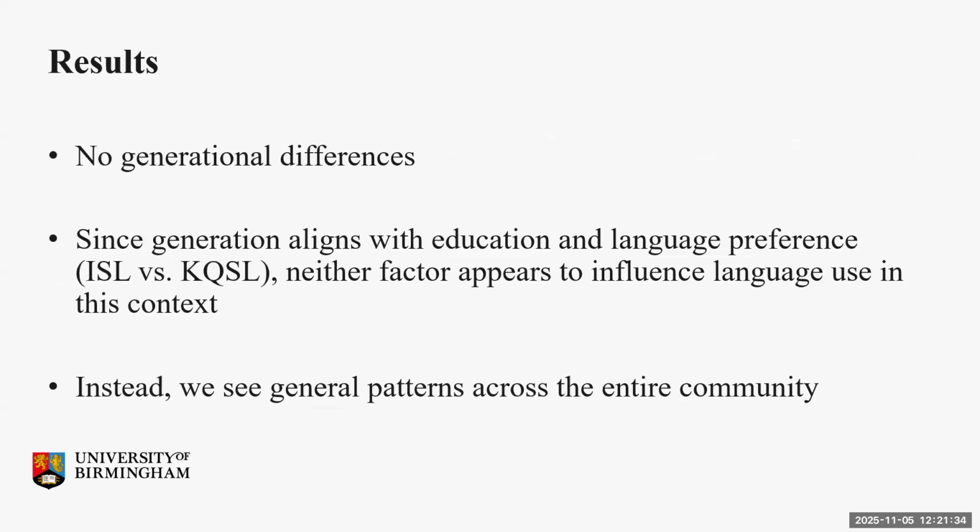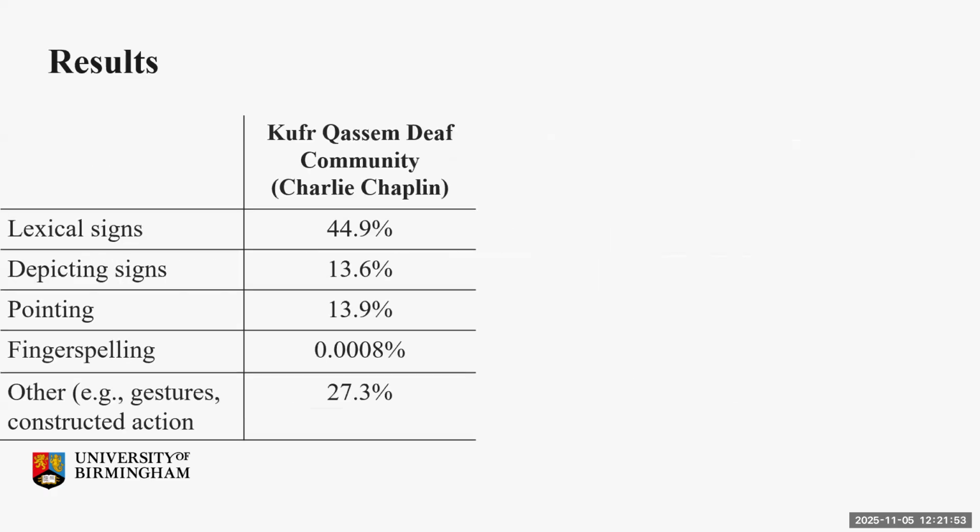And we did not find any generational differences, so no age effect here. But since generation aligns with education and language preference, neither factor appears to influence language use in this context. But we do see general patterns across the entire community. As you can see, lexical signs constitute the majority of the semiotic strategies. But then if you look at constructed action, it constitutes almost a third.